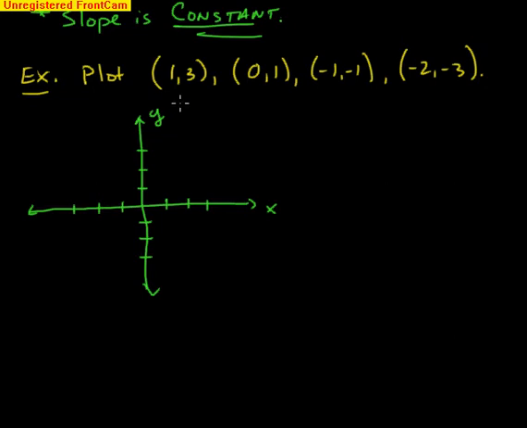Okay, so my 4 points are 1, 3. So there's the first one. Starting at the origin, 1 to the right, up 3. 0, 1. Don't go anywhere left or right, up 1. So this is 1, 3. So that's 0, 1. Negative 1, negative 1. Left 1, down 1. Always x first, y second. Negative 2, negative 3. Left 2, down 3.